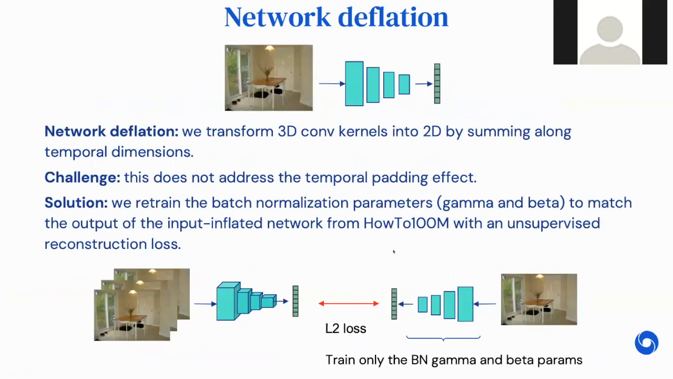The approach that we use is that we can deflate the 3D convolutional kernel into 2D by just summing along the temporal dimension. But what we observed is that this was not directly working out of the box, because there is a temporal padding effect: on the border of the video, the convolutions usually pad with zeros. And we observed that we could retrain just the batch norm parameters, the gamma and beta, in a self-supervised way to match the output of the input-inflated network with the output of the deflated network. So we have a simple loss that basically adapts the weights of the network a bit to counter the effect of this padding.